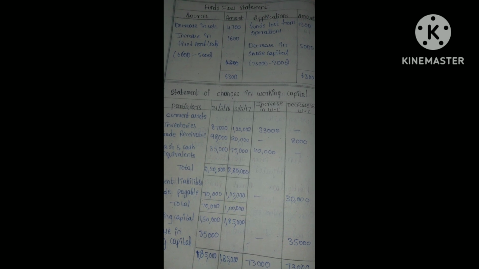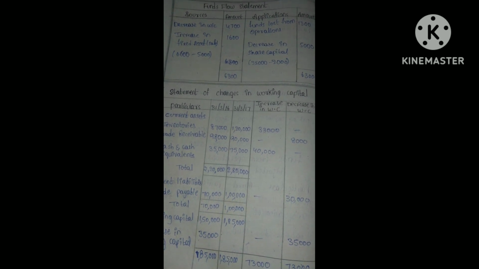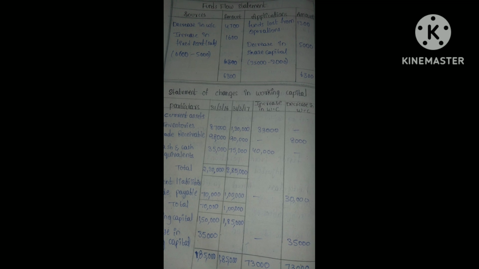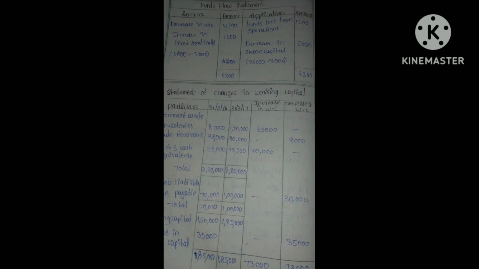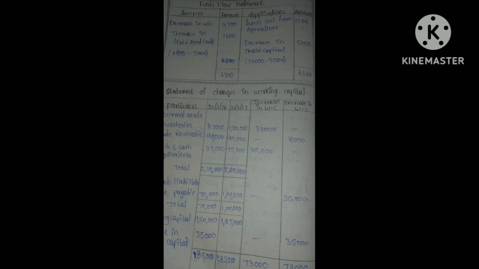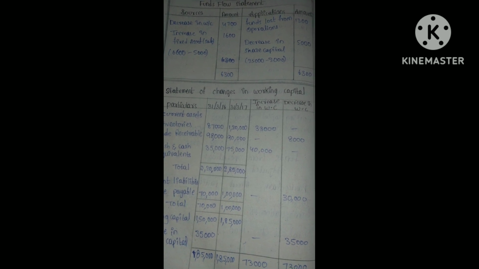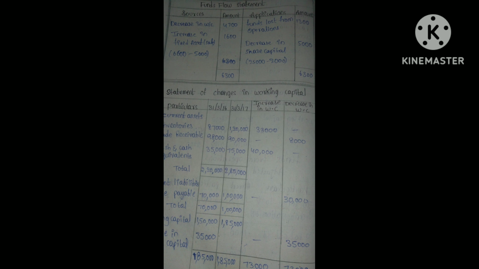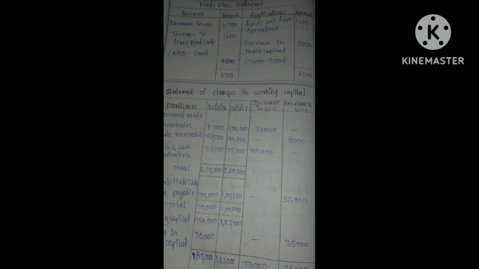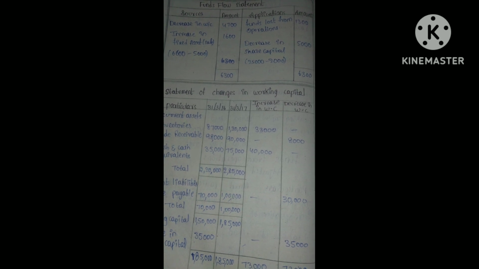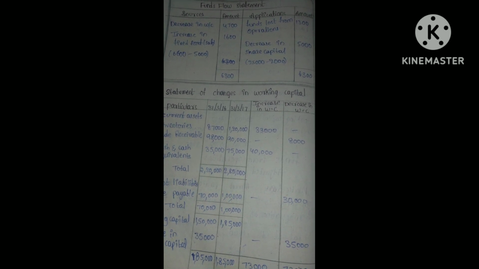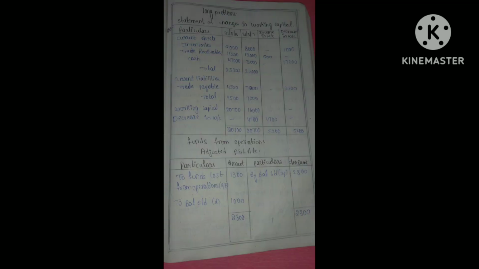Now add all the sources values. So 4,700 plus 1,600, we will get 6,300. Now subtract 6,300 minus 5,000. So we will get funds from operations, or funds lost from operations. We have got funds lost from operations and the value is 1,300. Now make the totals of sources and applications. So we will get 6,300 on both sides.